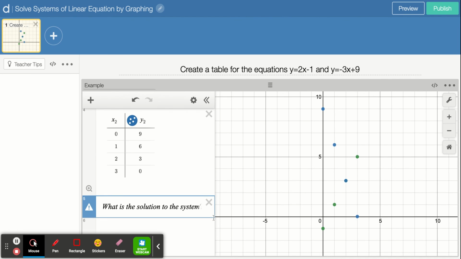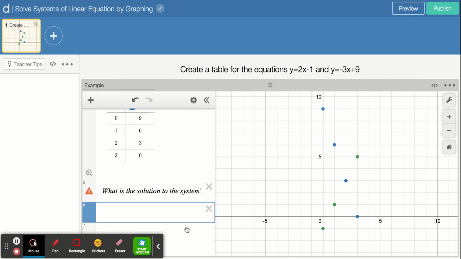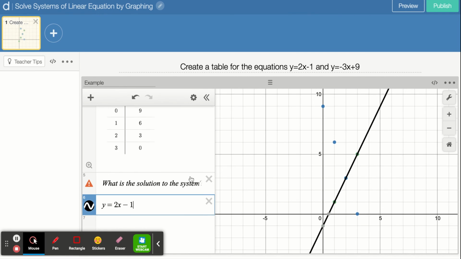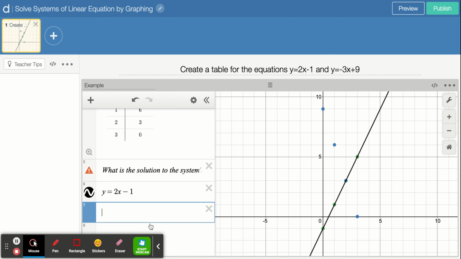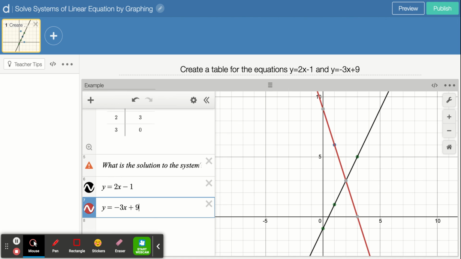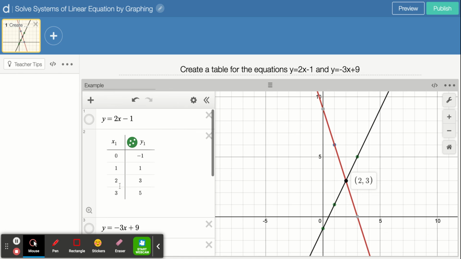If I were to graph out their lines, so just coming down to a brand new row, y equals 2x minus 1, and y equals negative 3x plus 9, I can see both the graphs intersect at that point. So today, this is going to be our main idea. You're going to be going through a couple of examples like this, where you're asked to first create tables, and then plug them into a graphing calculator.